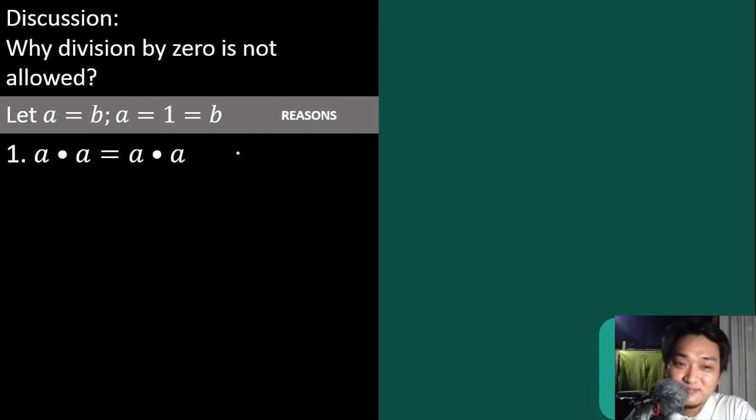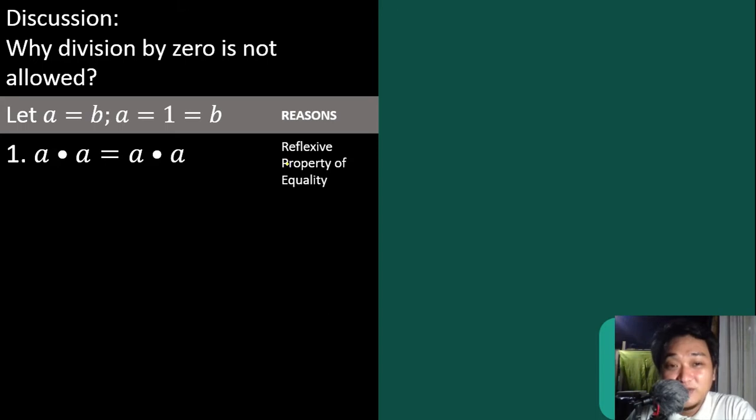Okay? Now, if you have A times A is equivalent to A times A, di ba mapapansin nyo parang nagmi-mirror lang siya, parang salamin lang siya, di ba? Kung ano yung mukha nung original, yun yung mukha sa mirror, ganon. And that is under reflexive property of equality.